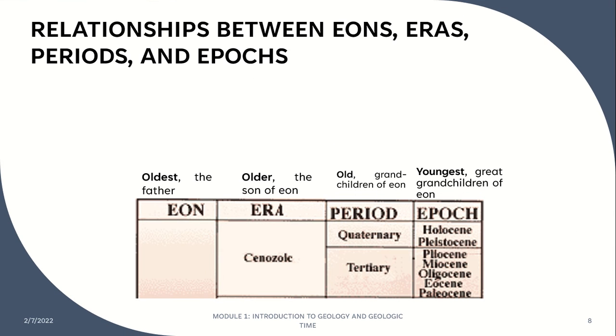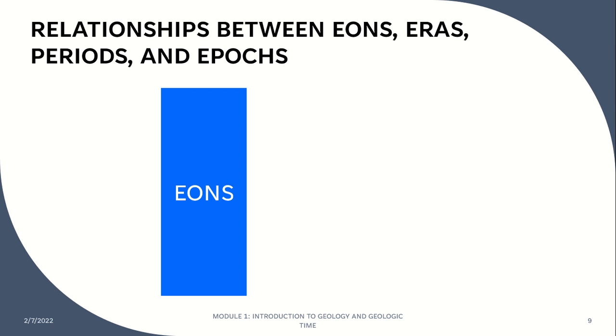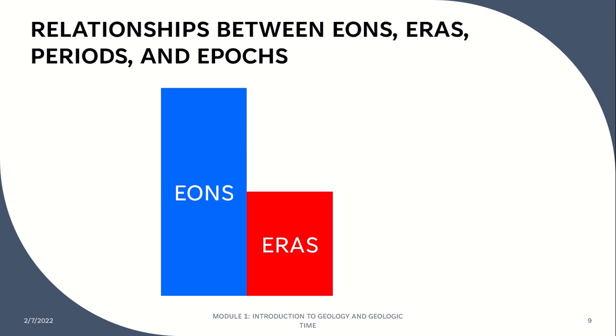Next, we have the relationships between eons, eras, periods, and epochs. Eon is the oldest, era is the older, and period is the old, and epoch is the youngest. Eons are divided into eras. Eras are divided into periods. Periods are divided into epochs. This is the relationship between eons, eras, periods, and epochs.